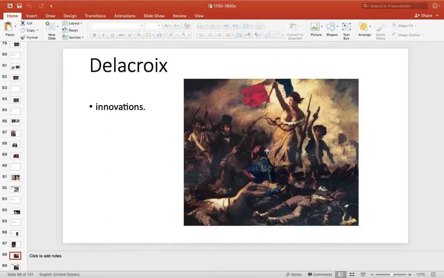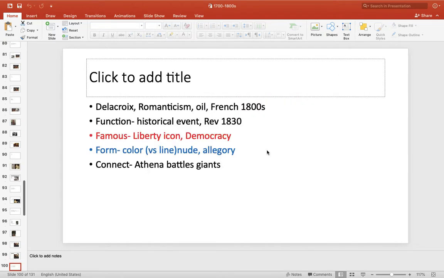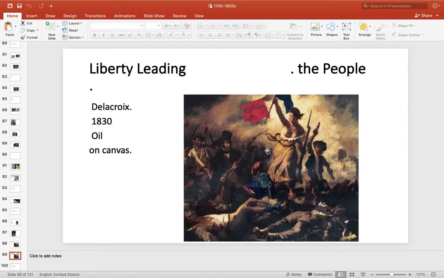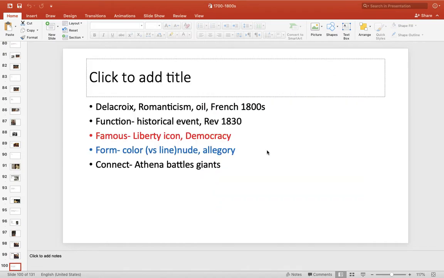Okay, Delacroix is going to be a rebel of Romanticism. He's going to innovate. Liberty Leading the People. It's Delacroix, it's Romanticism, it's oil paint, it's 1830, it's France. Function: he's talking about the revolution of 1830. It's a current event. It's an actual event. He's telling a current event.